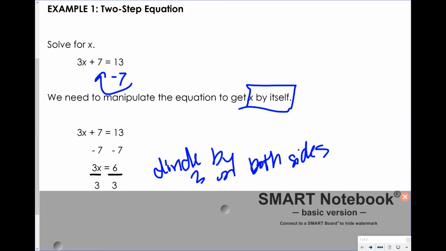So you got 3x divided by 3. Well, that automatically crosses out, doesn't it? That crosses out for us. So we're only left with x. X equals, well, what's 6 divided by 3? And here I go again, you guys. Whoa.